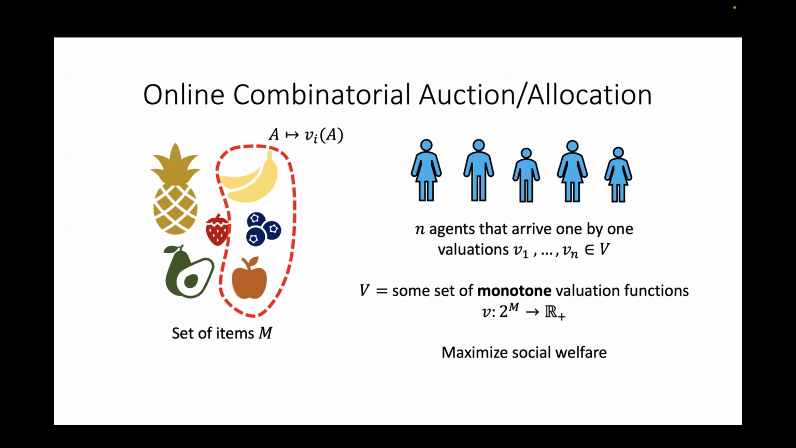I assume there is just one copy of each item in the entire talk. So when we assign an item to a person, this item is gone, right? And we want to maximize the social welfare.